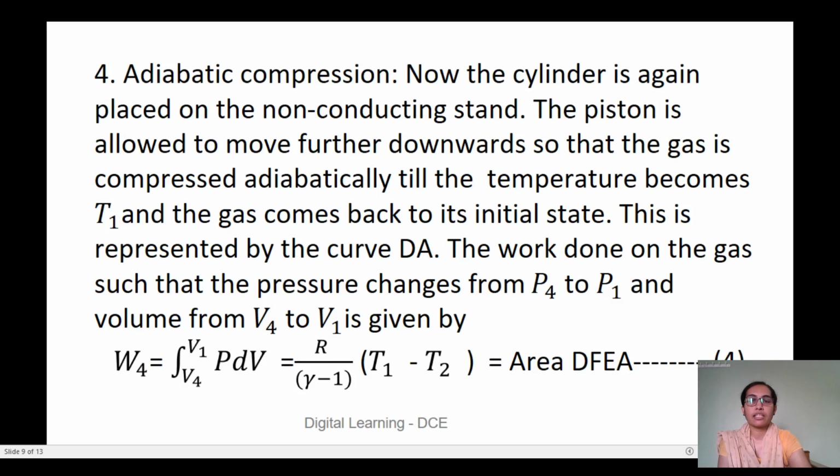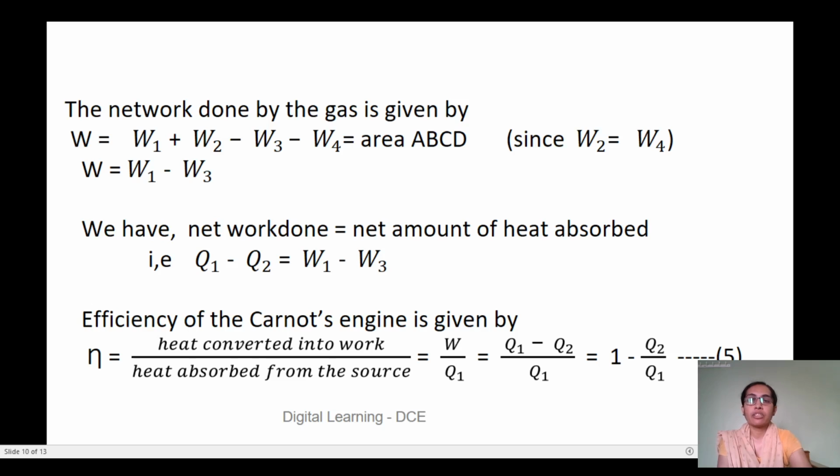The work done on the gas, such that the pressure changes from P4 to P1 and the volume from V4 to V1, is given by W4 equals the integral from V4 to V1 of PdV equals R divided by gamma minus 1 times T1 minus T2, and this will be equal to area DFEA. So now the net work done by the gas is given by total work done W equals W1 plus W2 minus W3 minus W4. So that will be equal to area ABCD as indicated in the PV diagram.